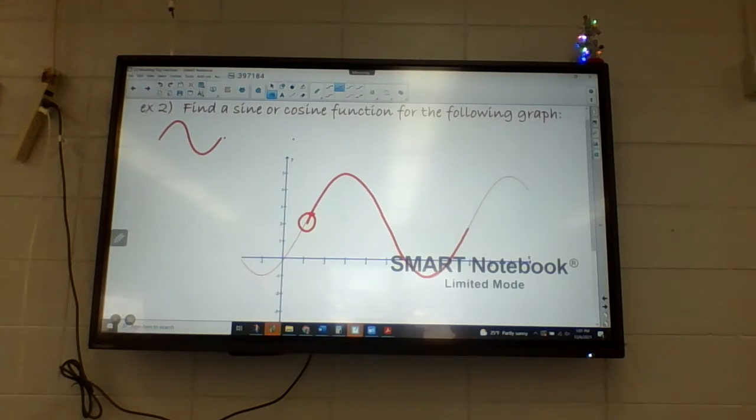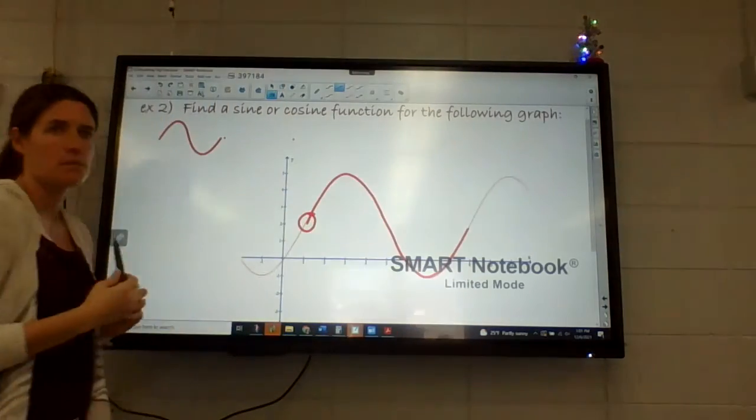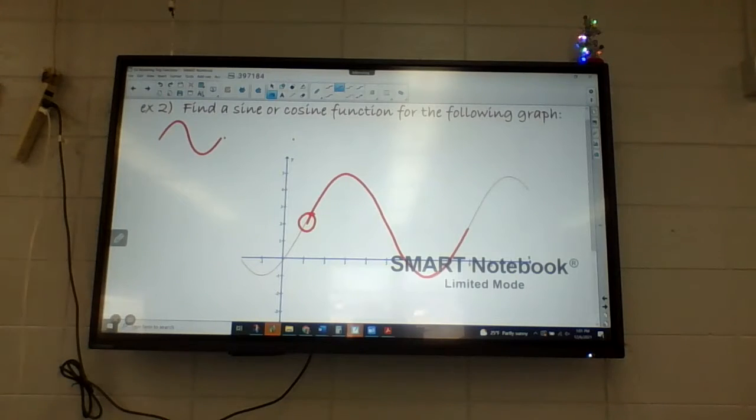Now, if it's cosine, it would have been starting up at the top. So if we wanted to talk about cosine, cosine would have been starting there. But I think it's easier to do sine.